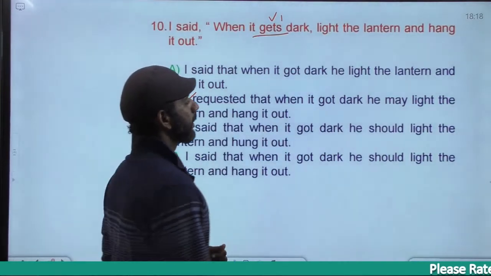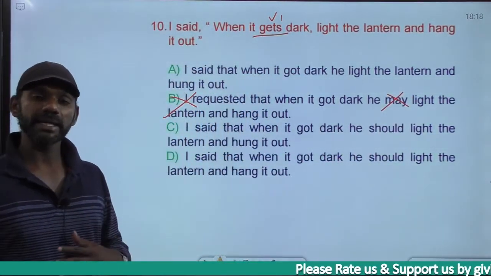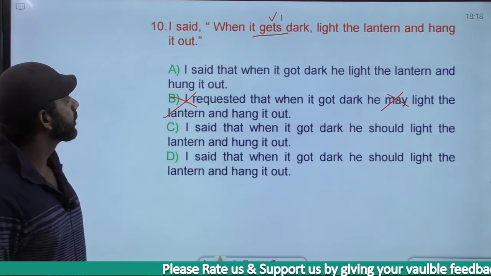One more reason. May doesn't come in the indirect speech. May comes in the direct speech. In the indirect speech, it becomes might. Gone. Come to option A.